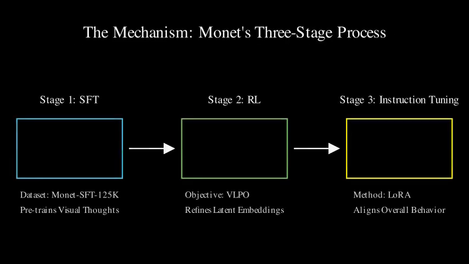Monet employs a sophisticated three-stage pipeline. First, Stage 1 involves supervised fine-tuning, SFT, using a novel high-quality text-image interleaved chain of thought, COT, dataset, Monet-SFT-125K. This SFT pre-trains the model to generate the helpful visual thoughts for reasoning over images. Stage 2 refines the visual thought generation via reinforcement learning with a new objective, VLPO, Visual Latent Policy Optimization. VLPO explicitly incorporates the latent embeddings into the policy gradient updates, encouraging the model to generate embeddings that are both informative and consistent. Stage 3 focuses on instruction tuning using LoRA to align the model's overall behavior with user instructions.